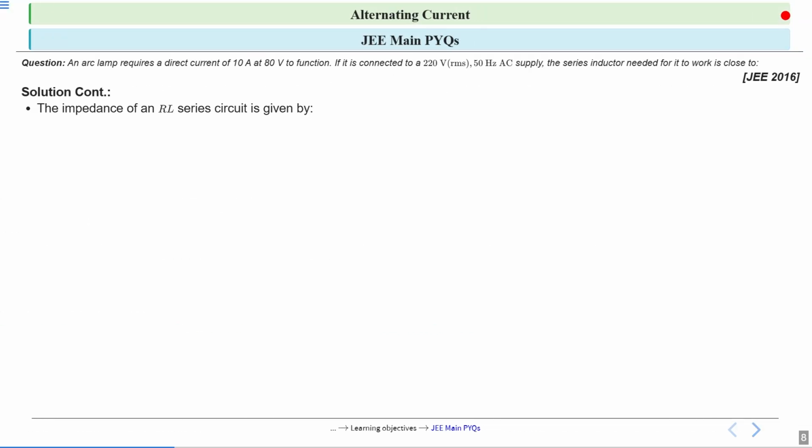The impedance of an RL circuit is given by Z equal to root R squared plus X_L squared. According to NCERT question 7.26, firstly we have to find the resistance, then we have to find X_L, and from X_L we have to find L, the series inductor needed for the lamp to work. So the close value we have to find. Firstly we have to find the impedance and R.